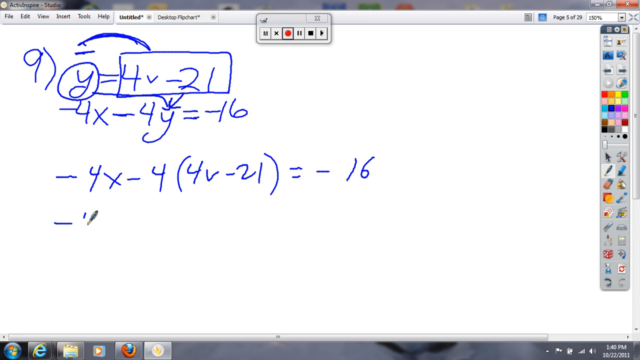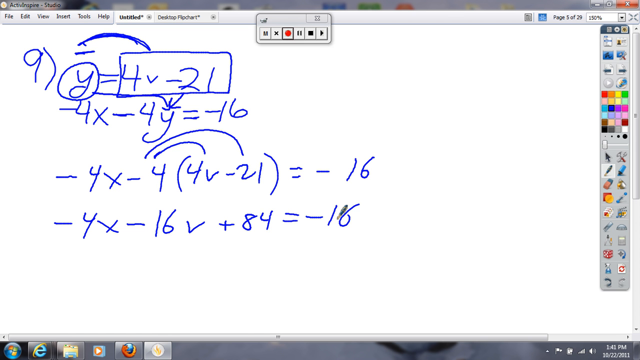The 4vx stays. Then I have this negative 4 here, which I multiply by everything inside the parenthesis. So I multiply a negative 4 times 4v. That's a negative 16v. Then I take the negative 4 in front and multiply it by the negative 21. A negative times a negative is a positive, and 4 times 21 is 84. And that's equal to a negative 16.